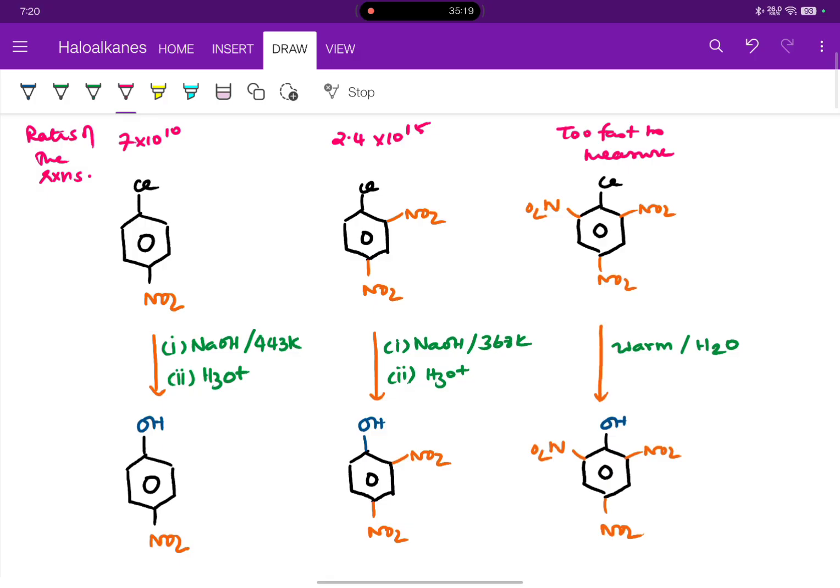Now the question is, this effect, what you see here, is possible only if the nitro group is going to be in the para and ortho position. If it is going to be in a meta position, this will not work out.